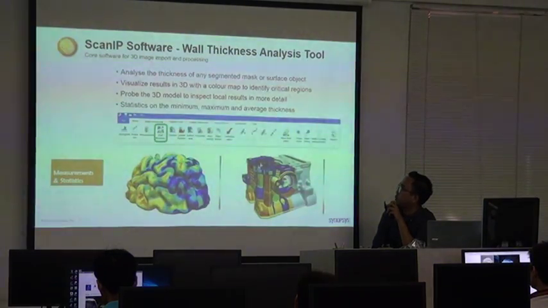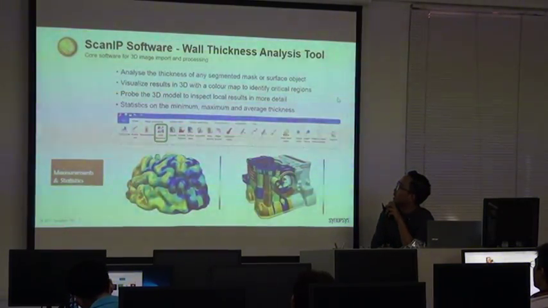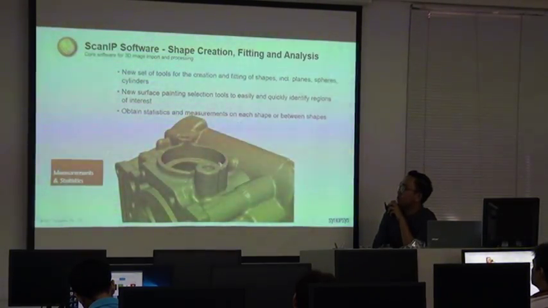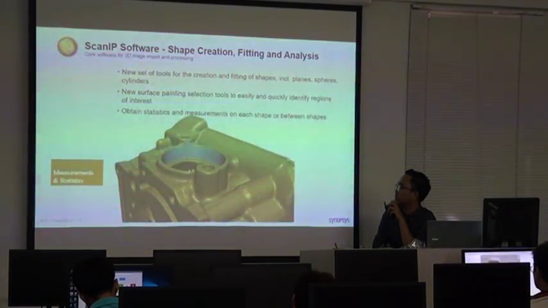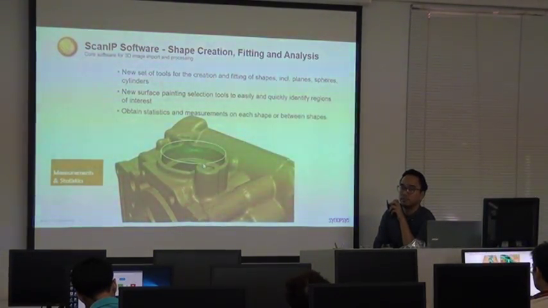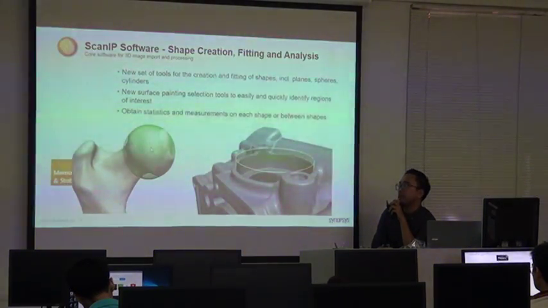And also we have a wall thickness analysis tool that will give us information of the wall thickness. And then we also have shape fitting tools. So for this measurement, for example, if we want to measure the hole of this part, what we need to do is just paint this part, and then it will generate a cylinder. So the dimension of this cylinder is the dimension of the hole, right? So it can be used as well for femur examples.